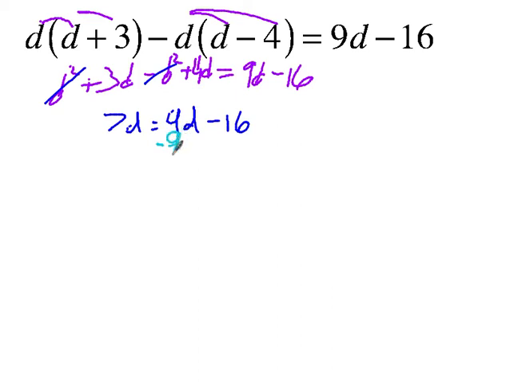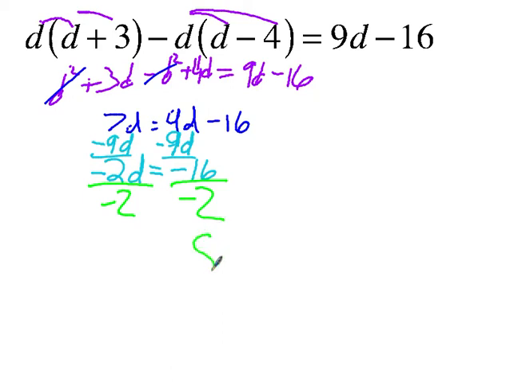So the first step you distributed. The next step you got like terms together on the left side. Now what we're actually doing is we're solving for D. Okay, I need somebody to finish out for me. Okay, so D equals 8.